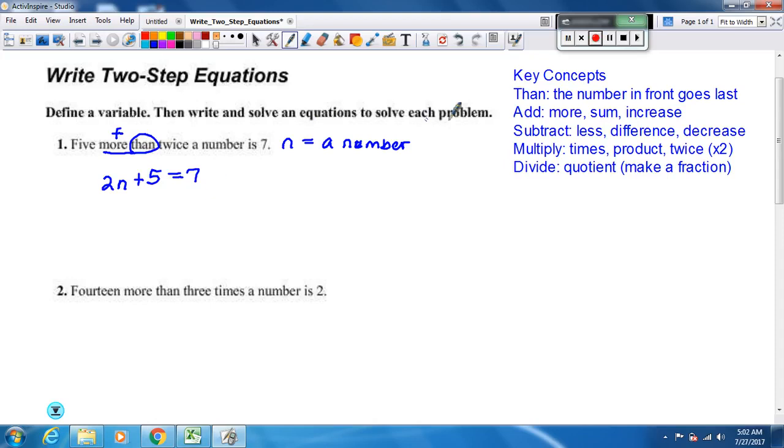So then they want us to solve this. You have to subtract 5 from each side. So I get 2n equals 7 take away 5 is 2. This is 2 times n. The opposite of times is divide, so you divide both sides by 2. Top cancels with bottom, and 2 divided by 2 is 1. So the answer to that one is 1.